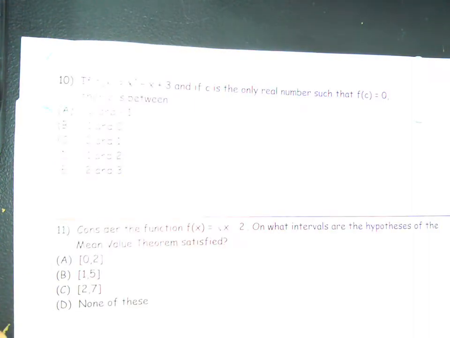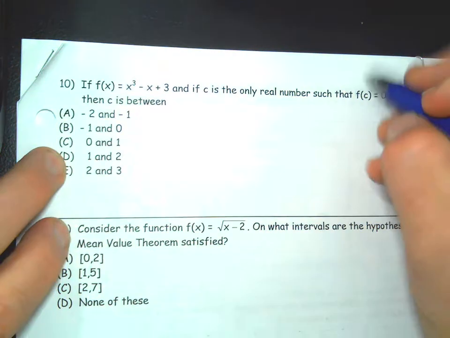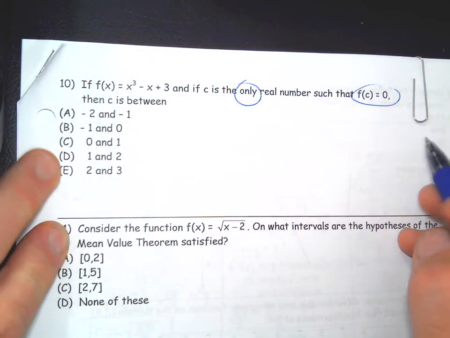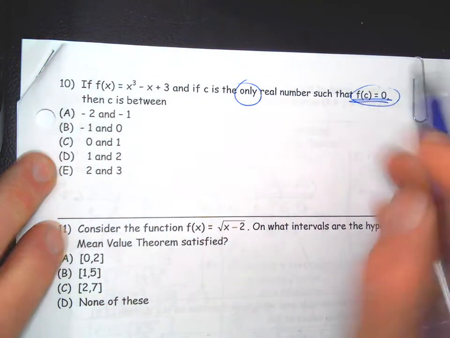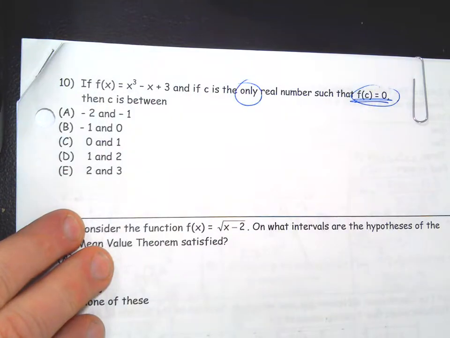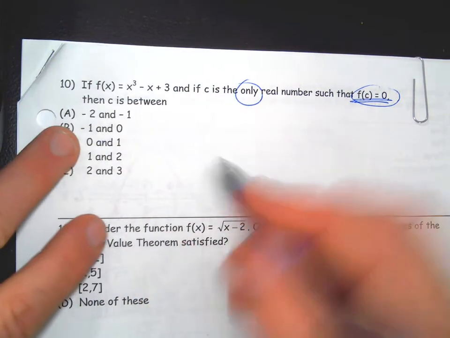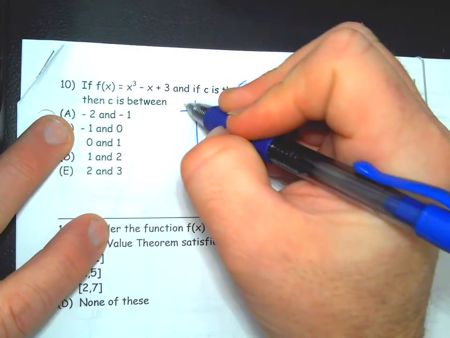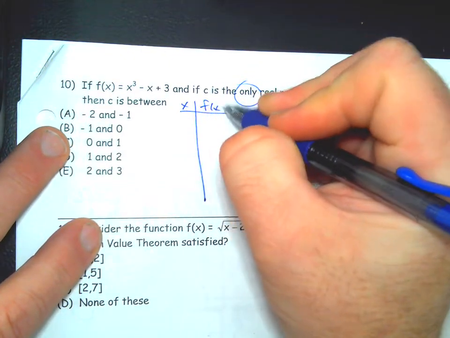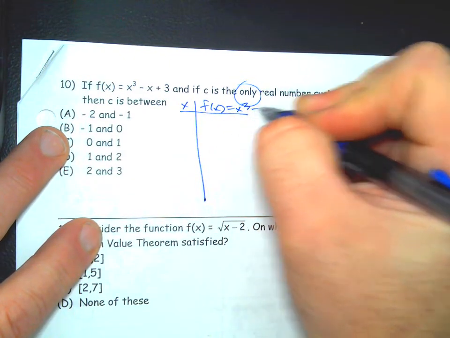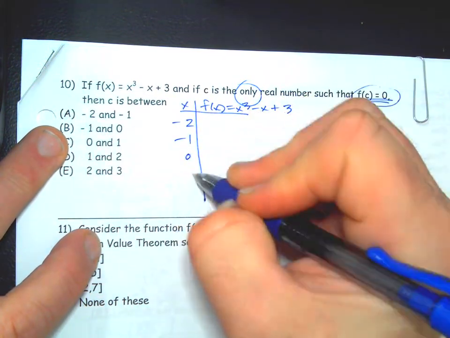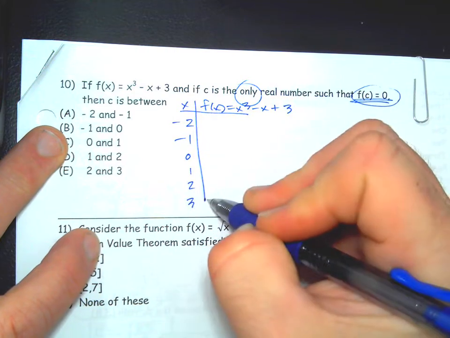Next one, we have a function. If c is the only real number such that f is equal to 0, then c must be between what? So they're saying there's only one 0, there's only one x-intercept of this graph. Where does it have to happen without doing it some other way? So we're going to use the intermediate value theorem on this. I feel like the easiest way to do that is to make a quick table, because we have a bunch of values in here, and they show up more than once. You plug these in real quick.